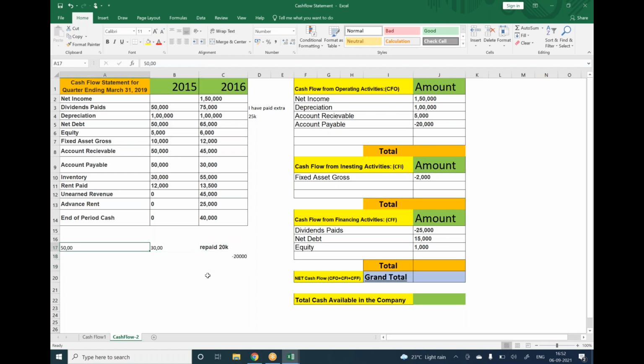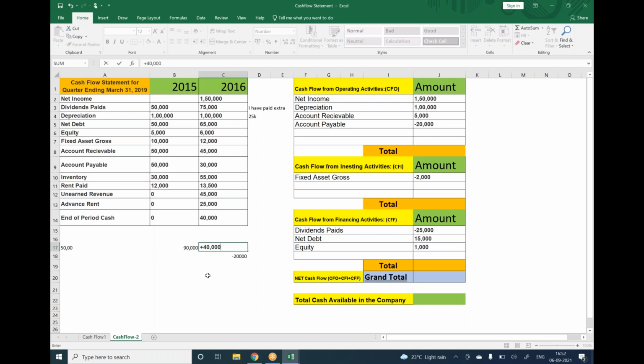But remember, last year was 50,000. This year, what if it had become 90,000? I was supposed to pay 50 last year. This year, I'm supposed to pay 90. It's increased. So that means I have not paid. So that particular year, I have to put plus 40,000, 50 to 90.